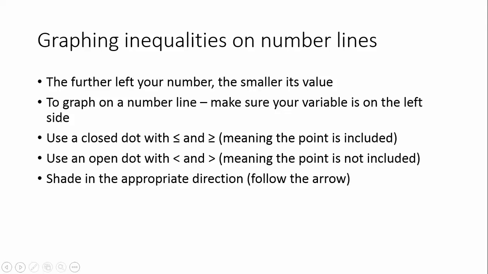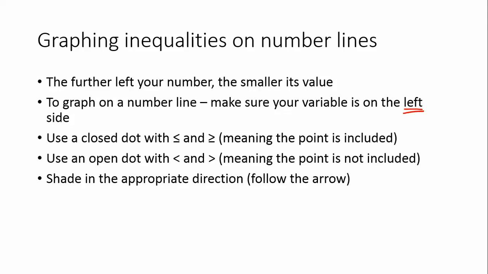To graph on a number line, we always want to make sure that our variable is on the left-hand side of the inequality. So once you have the inequality written, make sure the variable is on the left. If it's not on the left, we will switch it to the left-hand side. This is so important. If we don't have it on the left, oftentimes we shade the wrong way.